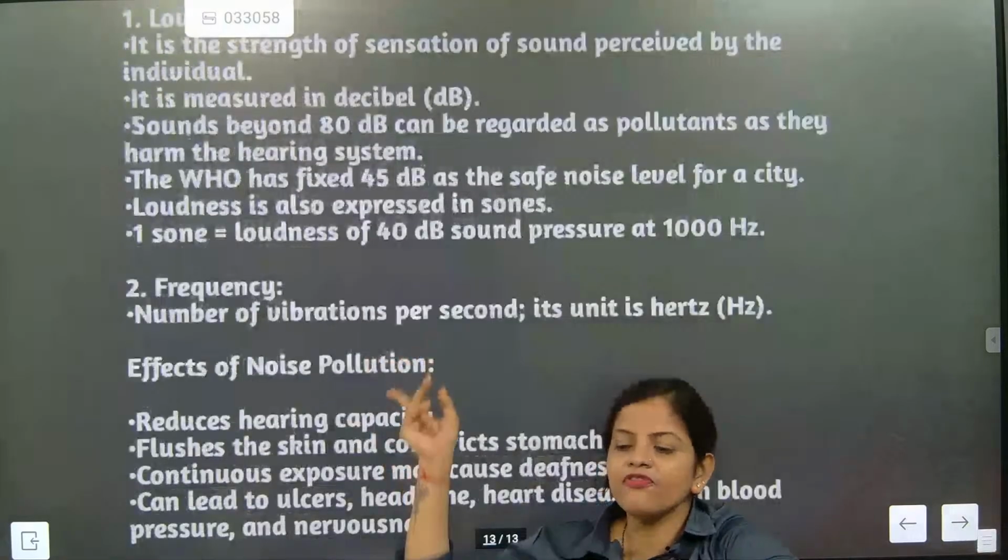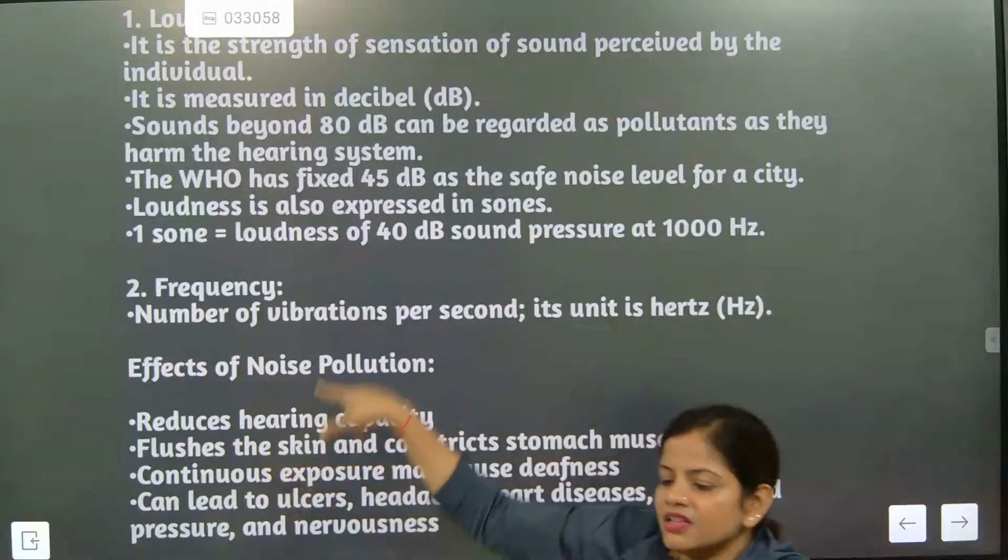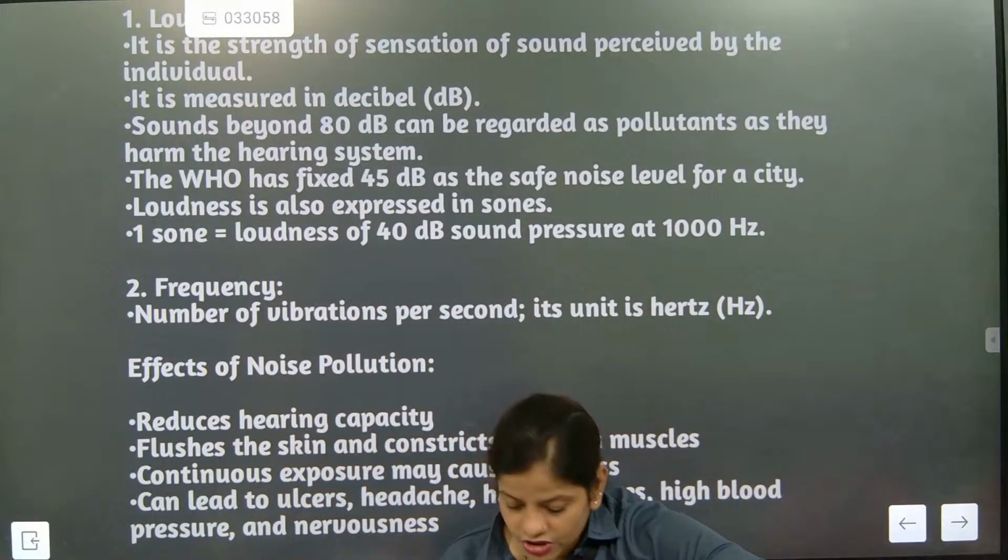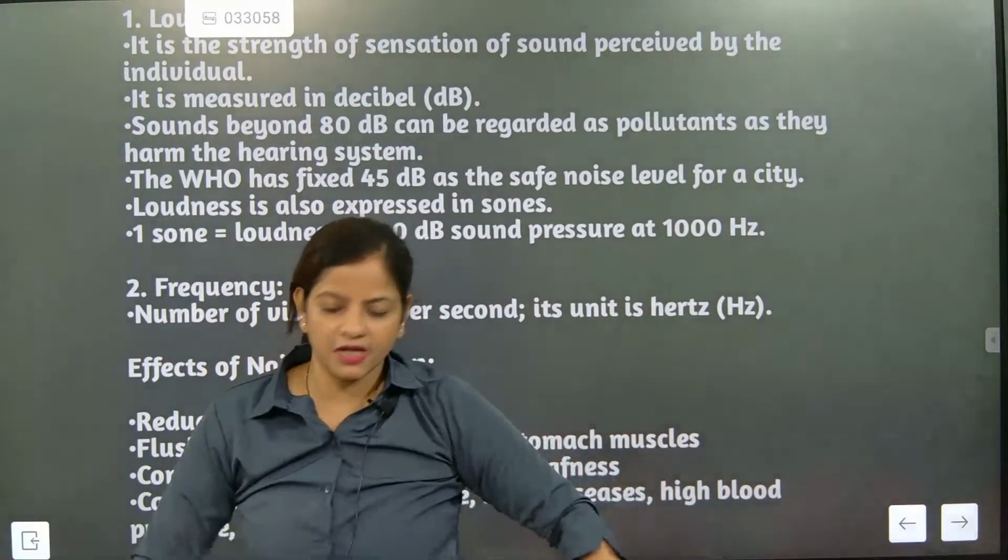So these are some of the facts, the effects of noise pollution and all. They will not be asking so many factors. So this brings the end of our environment chapter.